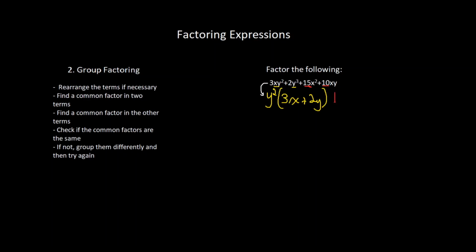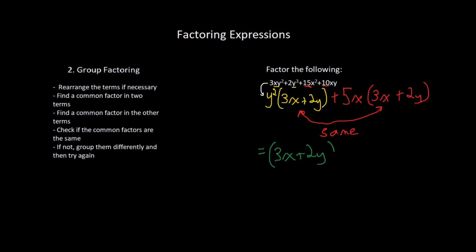The last 2 factors become 5x multiplied by 3x plus 2y. We see that these 2 groups have 3x plus 2y in common, so we can factor that out, getting 3x plus 2y all multiplied by y squared plus 5x.